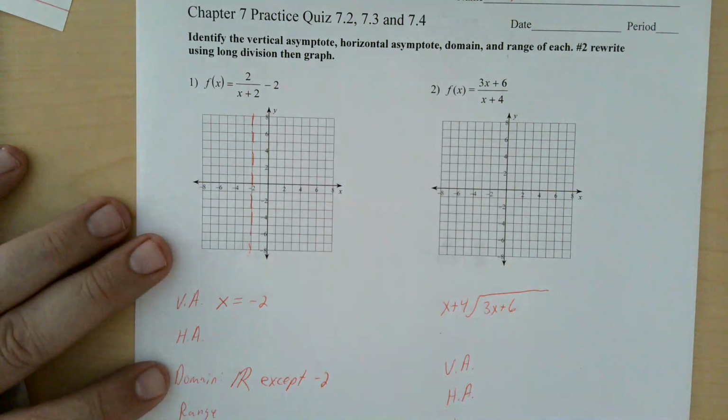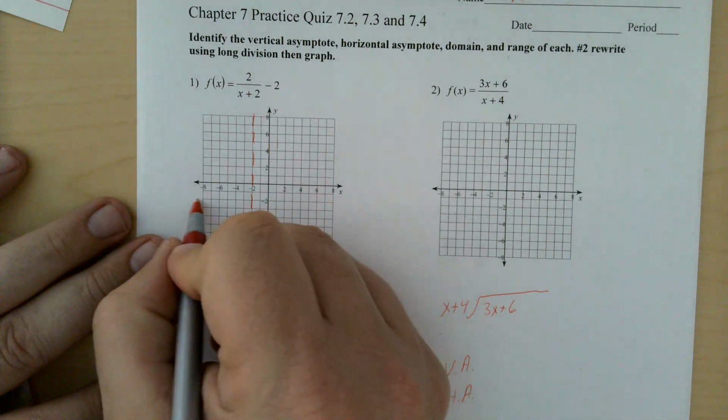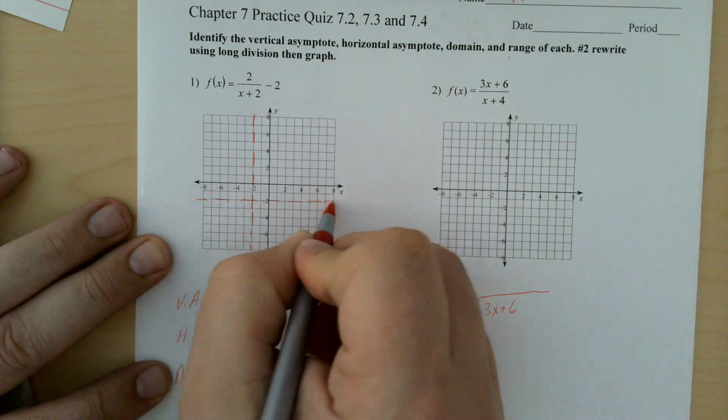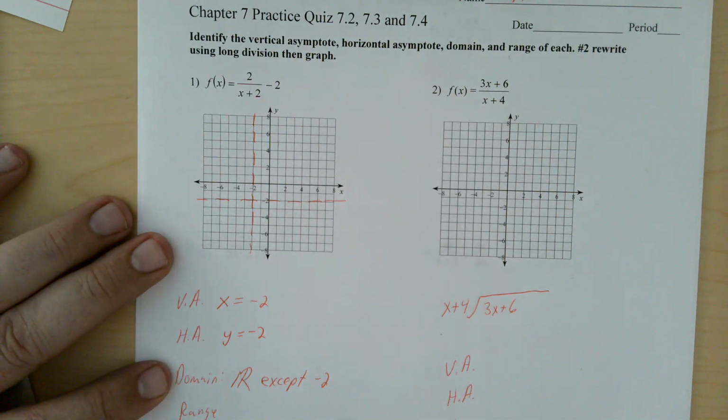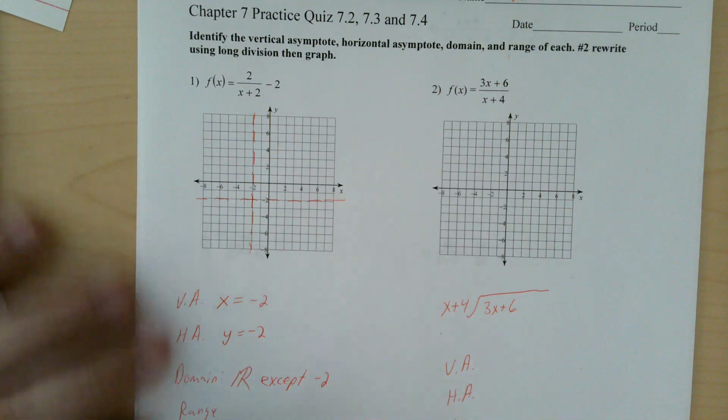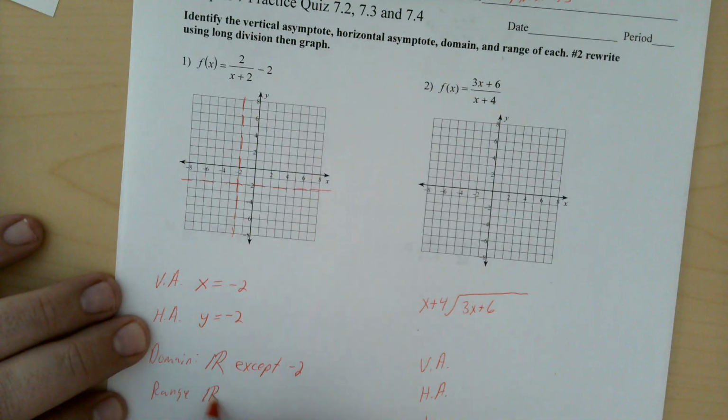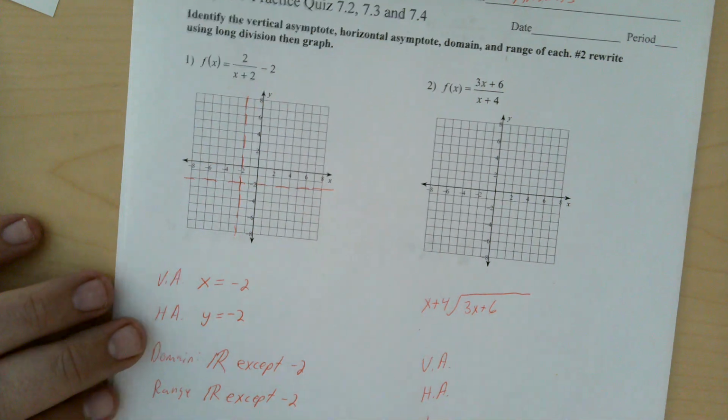This number right here is our shift down. It is where we're going to have a horizontal guideline. So y equals -2 is our horizontal guideline. It's also my range. So all numbers except for a -2 is my range.